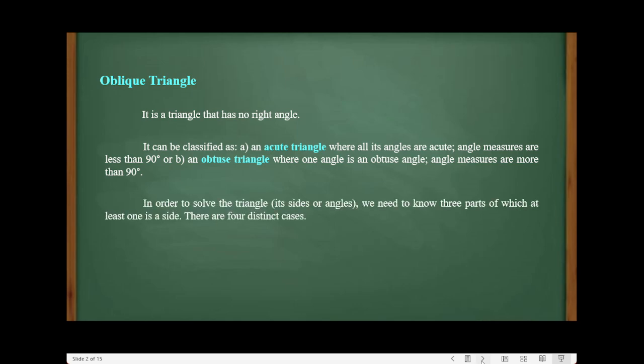Now, in order to solve an oblique triangle, we need to know three given parts, of which at least one is a side. There are actually 4 combinations of 3 given parts in an oblique triangle, and these 4 combinations are classified as 4 distinct cases. At this point, among these 4 cases, we will focus our attention on the first one.